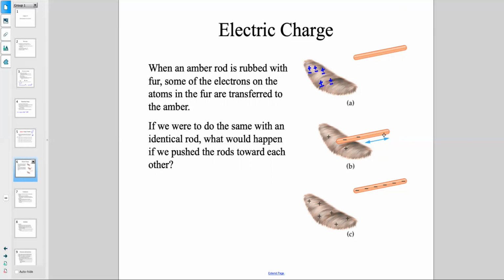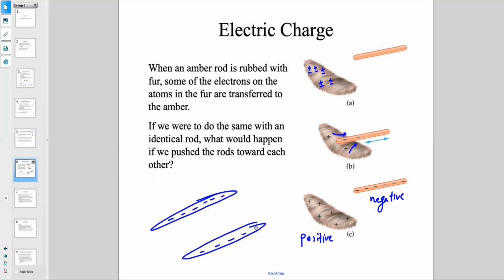Once you're rubbing this rod with this cloth, these negative charges will go and be trapped inside this rod, and it's going to leave a negative rod for us and a positive cloth for us here. So if you have a negative object here and a negative object here, they will repel. They will repel.